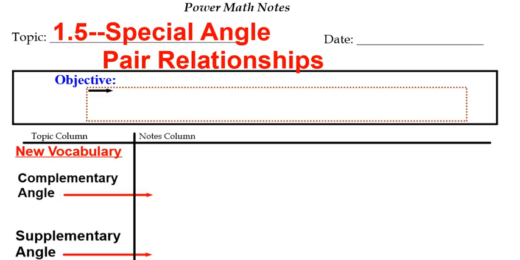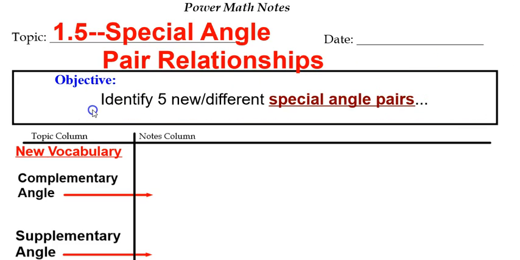All right, gang, let's work on section 1.5. We'll be going over the practice problems. We are going to be talking about special angle pair relationships, reminding you about our goal for this lesson. We are going to identify 5 new or different special angle pairs.